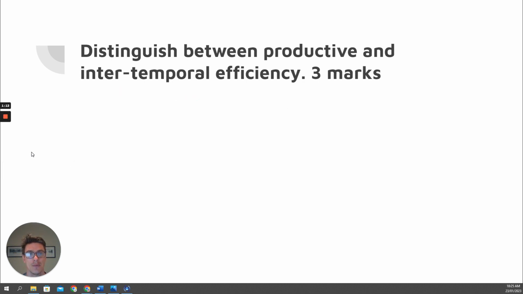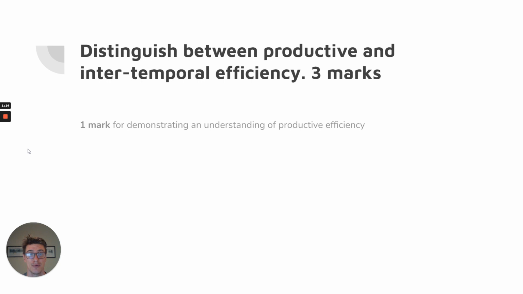So let's think about how we might get the marks for this. Now there are a number of different ways to do this, but the simplest way when you get a distinguish question is to define, and then demonstrate the difference between the two concepts. So the first mark is for demonstrating an understanding of productive efficiency. Now I don't call it definition because in economics you don't have to necessarily give a uniform definition. You need to be able to demonstrate you understand what productive efficiency is, which can be done in a number of different ways. It turns out to define it is probably the easiest way, but just keep that in mind.